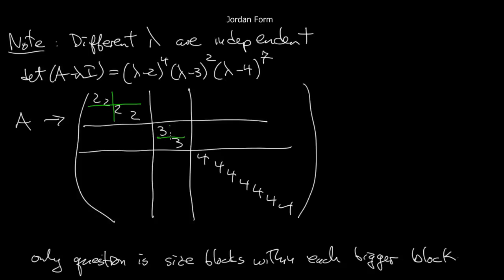So a possibility would be if, for example, it turns out that the size of the Jordan blocks was like this, and that would say that you had ones on the superdiagonal in the following places.